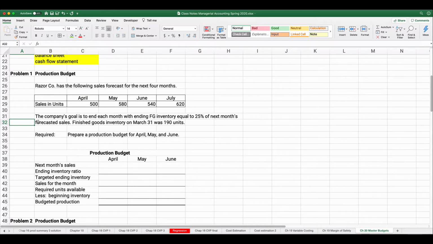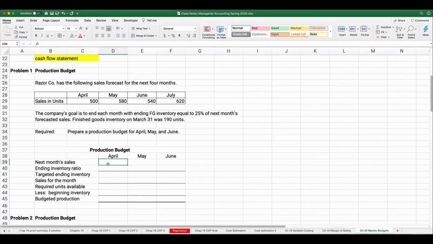It says the company's goal is to end each month with ending finished goods inventory, ready to sell, equal to 25% of next month's forecasted sales. And the finished goods inventory on March 31st was 190 units. So the ending for March was 190. So the beginning of April is 190. So we need to prepare a production budget for the months April, May, and June.